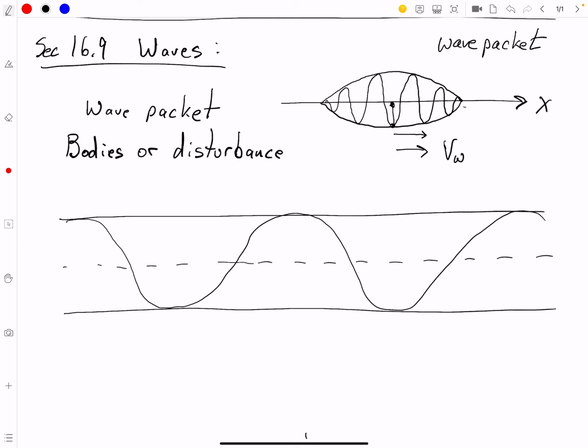This is a uniform set of waves. There's a wavelength, lambda, and of course this isn't t anymore. This is the x direction. And lambda is what we call the wavelength.